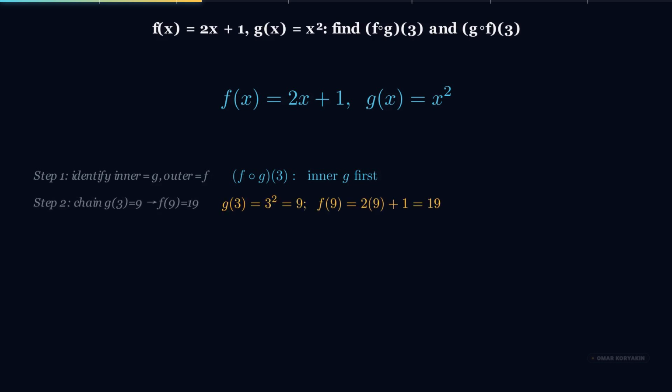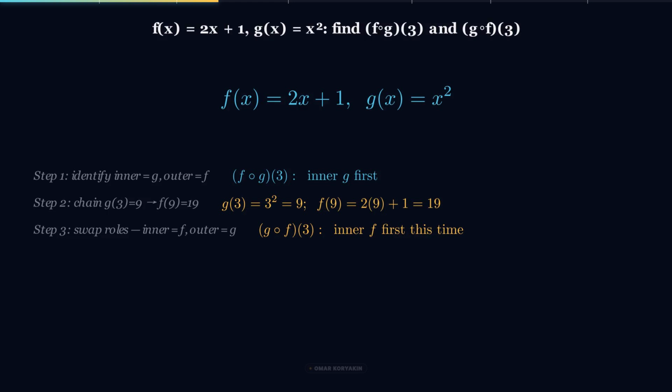Step 2. Compute (g∘f)(3). The inner function this time is f evaluated at 3. f(3) = 2 times 3 plus 1 = 7. Then evaluate the outer function g at 7. g(7) = 7² = 49. So (g∘f)(3) = 49. Step 3. Compare the two results. 19 and 49 are different numbers.